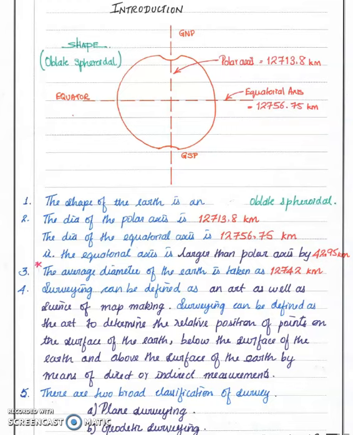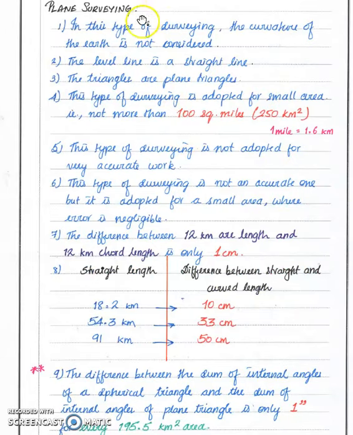Next, this is some explanation for plane surveying as well as geodetic surveying. The level line is a straight line, the triangles are plane triangles, and this type of surveying is adopted for smaller areas, not more than 250 kilometers squared. In terms of square miles, it is 100 square miles. Note these points. If it is kilometers squared, it is 250 kilometers squared.